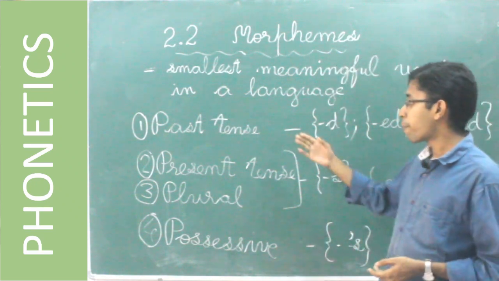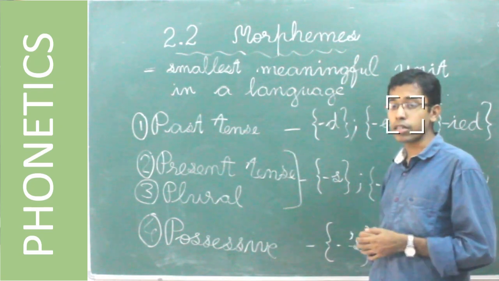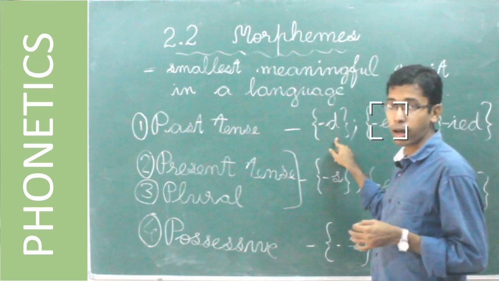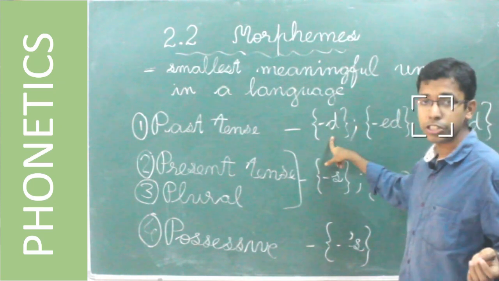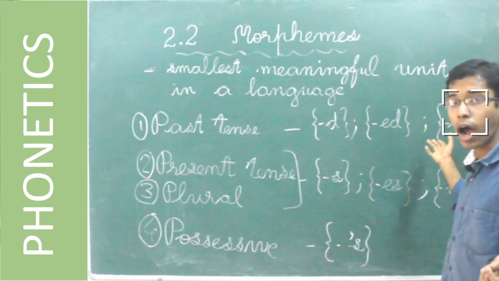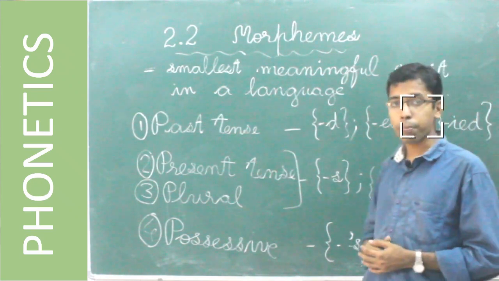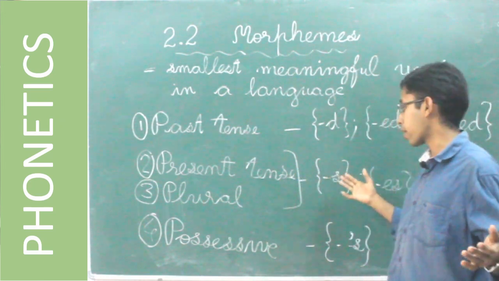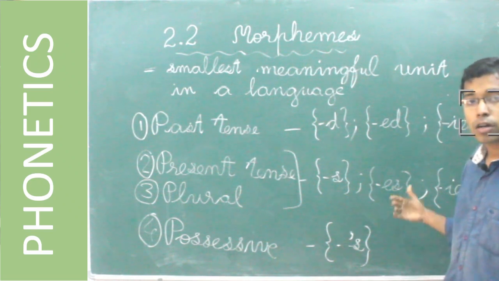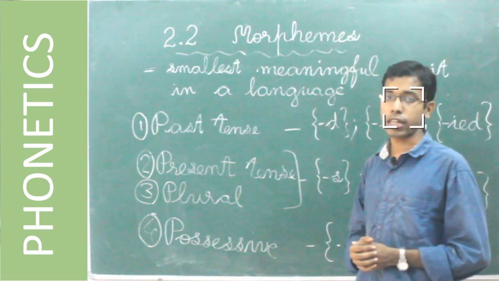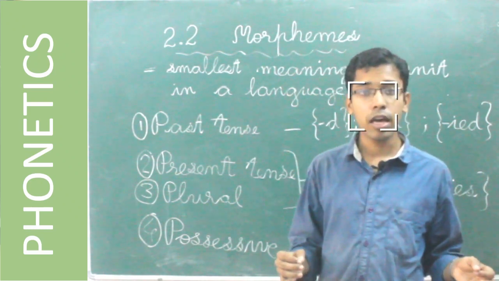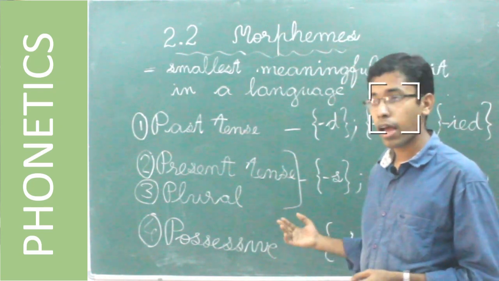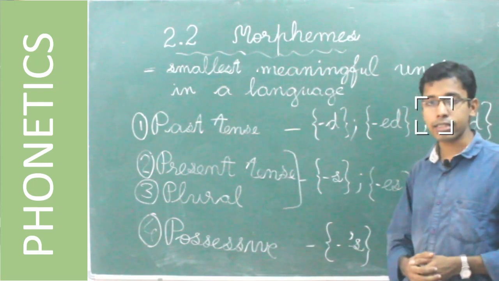For example, past tense morpheme is dealing with the verb in a past tense. You see, verbs in past tense that end in D, ED, or IED are the examples for past tense morpheme. And the verbs in the present tense that end in S, ES, or IES are examples for present tense morpheme. And for the plural morpheme, it is the same. And for the possessive morpheme, we have apostrophe S.